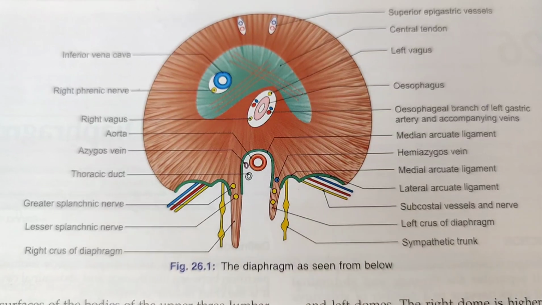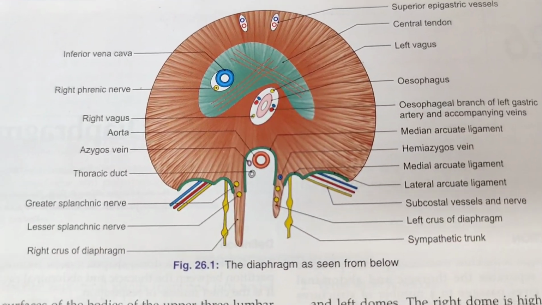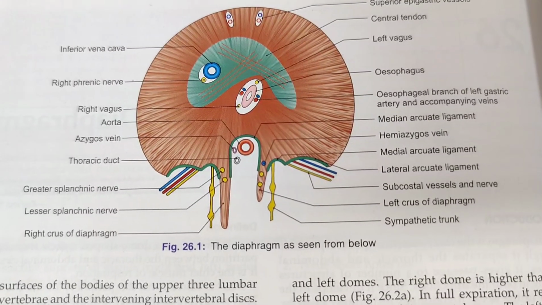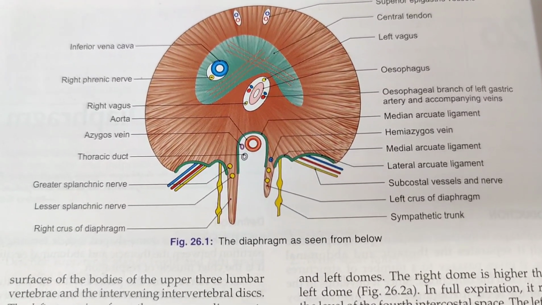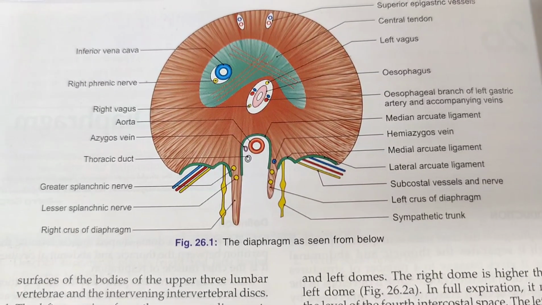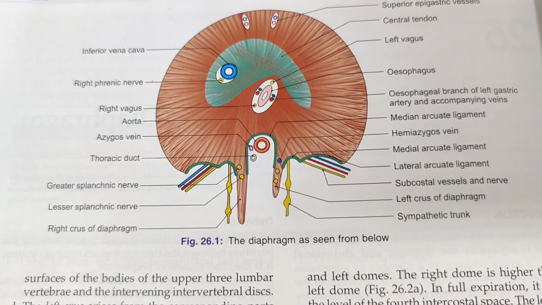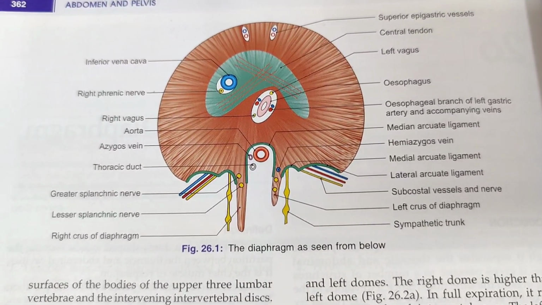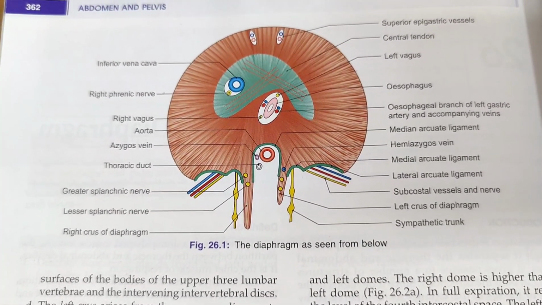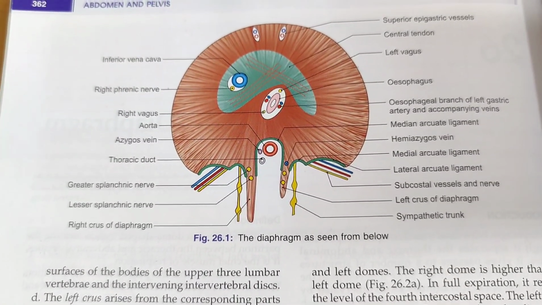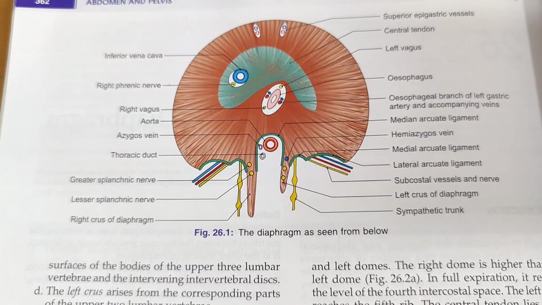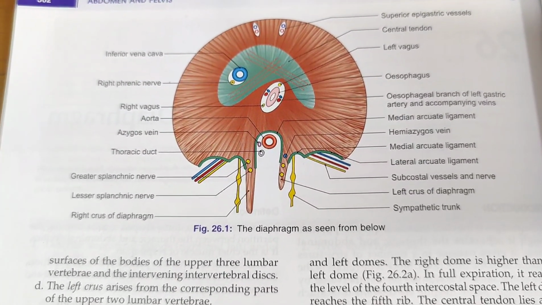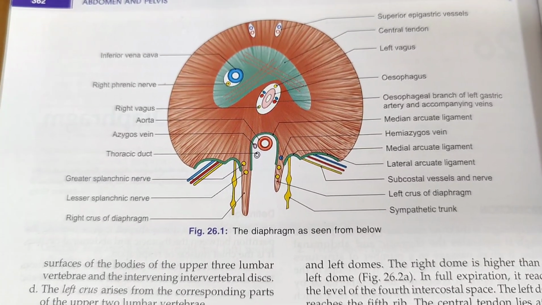Now we will see the minor openings in the diaphragm. First we will see the triangular gap, which is known as the space of Larrey, which is present between the sternal and costal origin of the diaphragm, and it transmits the superior epigastric vein. Sometimes this opening is enlarged, then it is known as the foramen of Morgagni. Another opening is between the costal origin of the diaphragm and transversus abdominis, where there is a passage of the intercostal nerve.